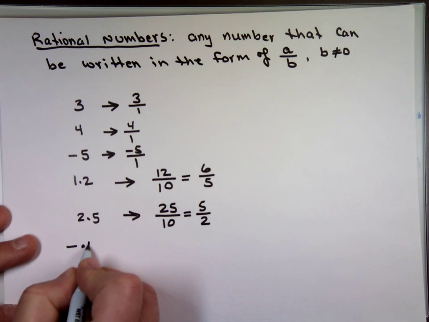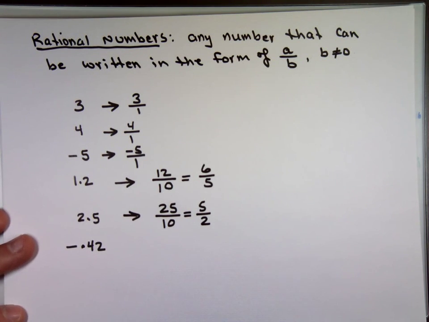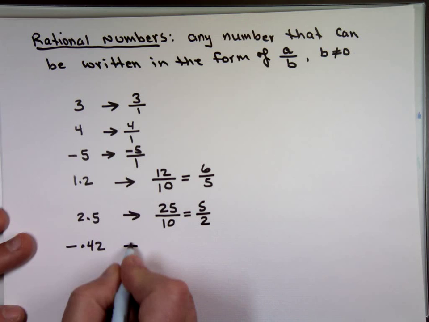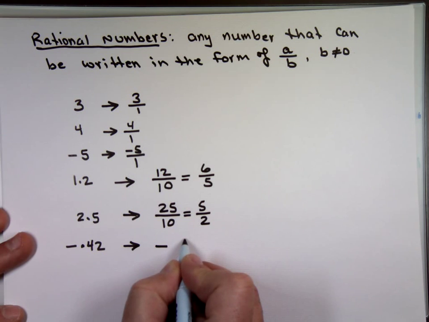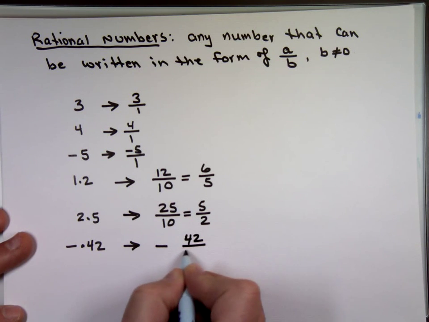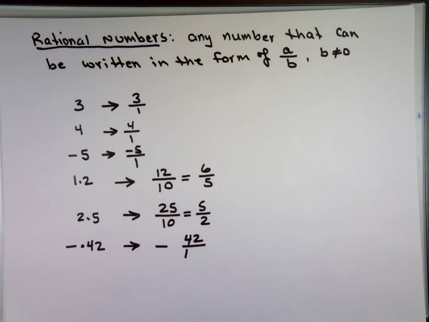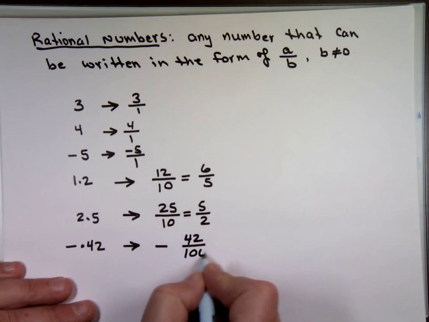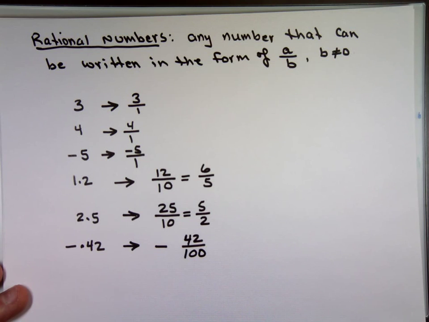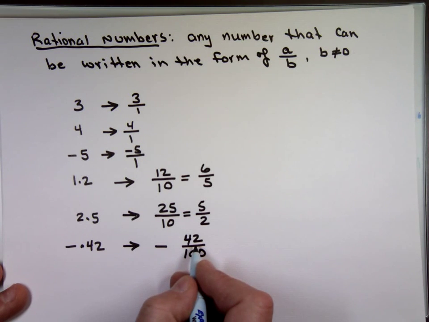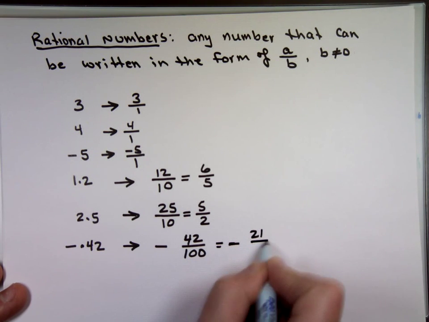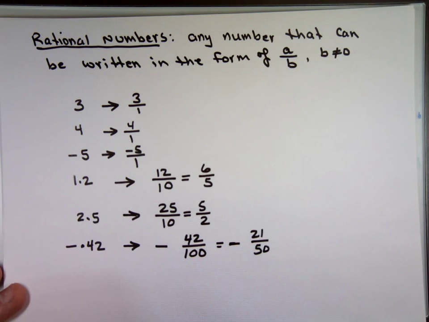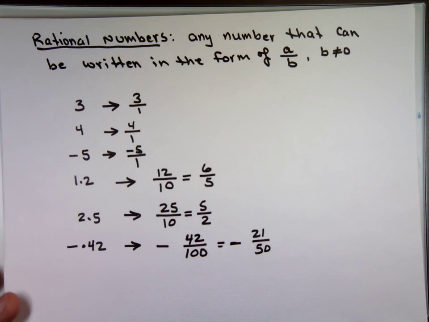Negative 0.42 is a rational number. You can change the 0.42 to a fraction. That's 42 divided by 1 followed by how many zeros here? 2. Can we simplify that? We can divide by 2, right? By 2, this is 21 over 50. Yes, that is a fraction. The bottom is not 0. That is a rational number.